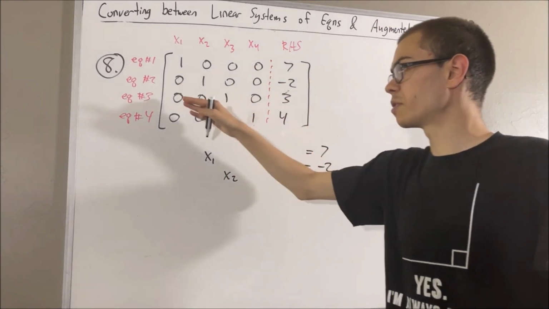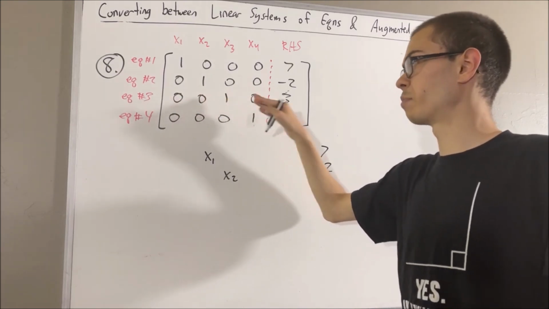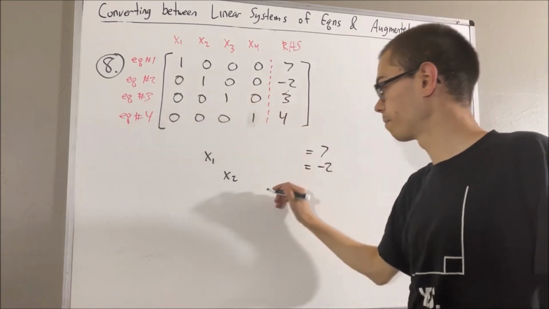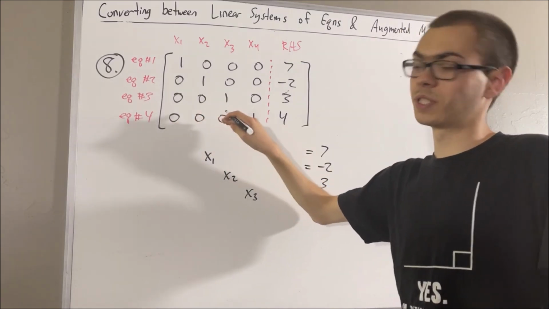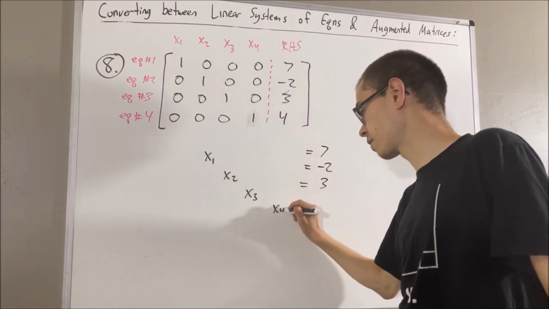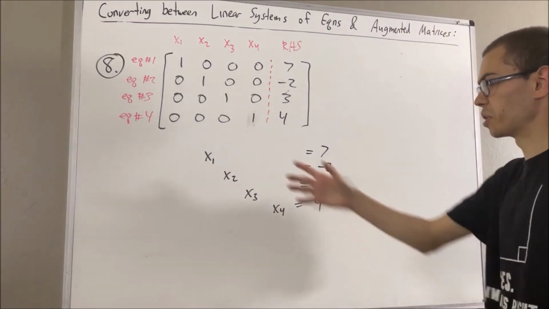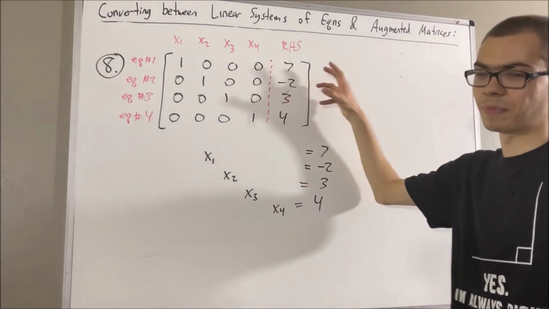As for our third equation, well, we have 0x1 plus 0x2 plus 1x3 plus 0x4 equals 3. That's just going to be x3 equals 3. For our fourth equation, it's 0x1 plus 0x2 plus 0x3 plus 1x4 equals 4. Or it's just going to be x4 equals 4. So this right here would be our linear system of equations, represented by this augmented matrix.